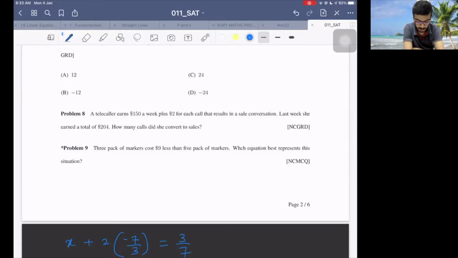Problem number 8. A telecaller earns $150 a week plus $2 for each call that results in a sale conversion. It's not conversation, it's conversion. Sale conversion.